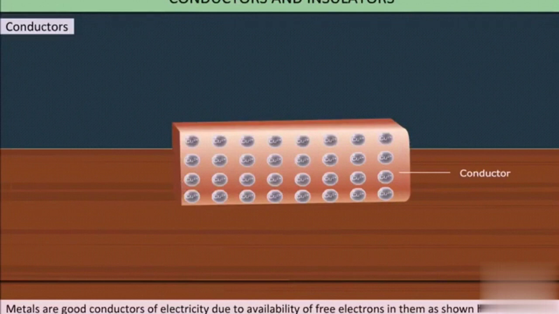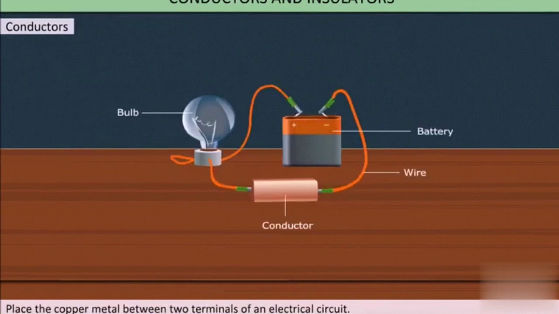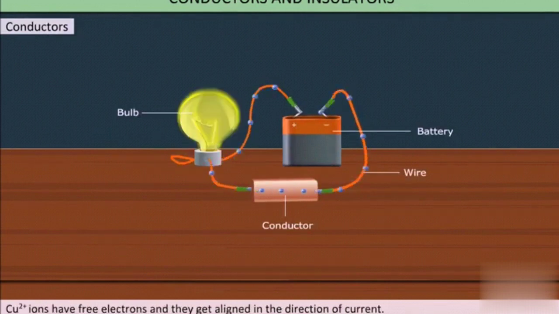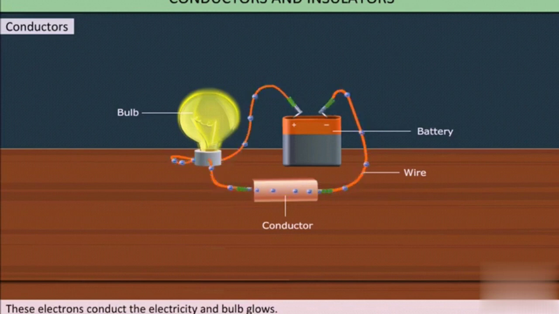You know that metals are good conductors of electricity due to the availability of free electrons in them as shown here. Place the copper metal between two terminals of an electric circuit. Copper ions have free electrons and they get aligned in the direction of current. These electrons conduct the electricity and bulb glows.